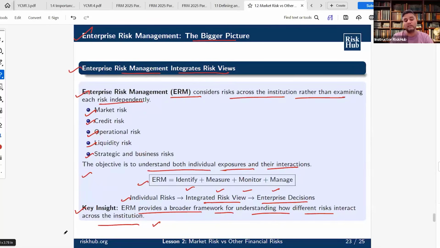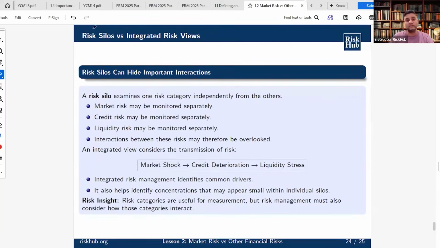Individual risk leads to an integrated risk view, which leads to an enterprise decision. The chain says the categories are aggregated before decisions are made. Decisions on capital, limits and business mix are taken at firm level, so this view must reach firm level first. And then we have the next slide, which is about risk silos versus integrated risk view.